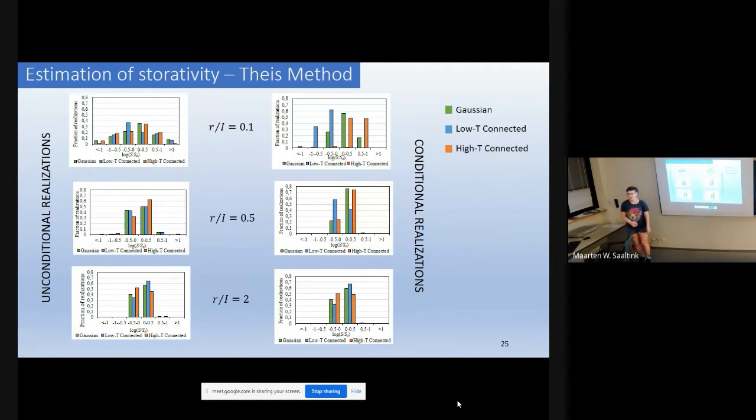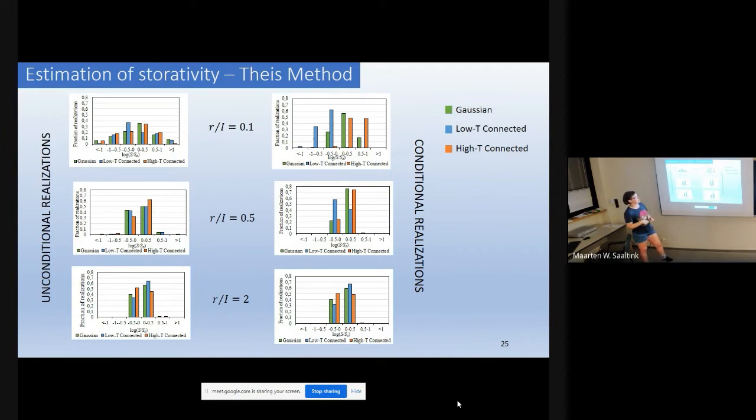On the other hand, the estimation of storativity varies a lot. Here we see 3 observation locations at 3 different distances. For the one closest to the well, or pumping well, the variability is higher, especially for unconditional realizations. And the variability decreases as we go away from the pumping location.